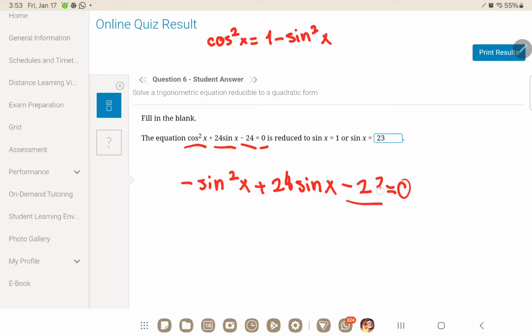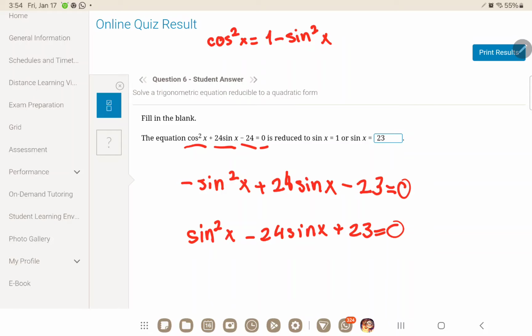So minus 23. Now, I do not want to work with a negative sine squared ever. So we're going to divide the entire equation by negative and make it positive. So sine squared x minus 24 sine x plus 23 equals 0.